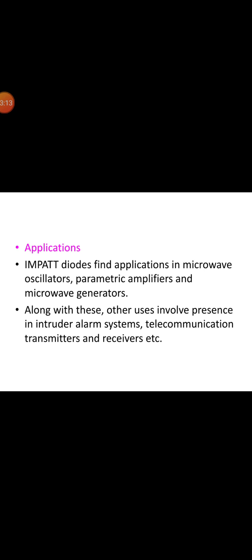And the impact diodes find applications in microwave oscillators, parametric amplifiers and microwave generators. Along with this, other uses involve presence in intruder alarm systems, telecommunication transmitters and receivers.